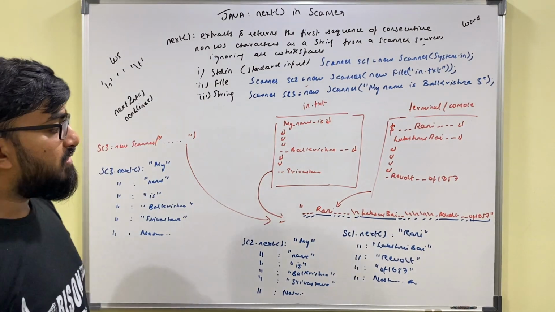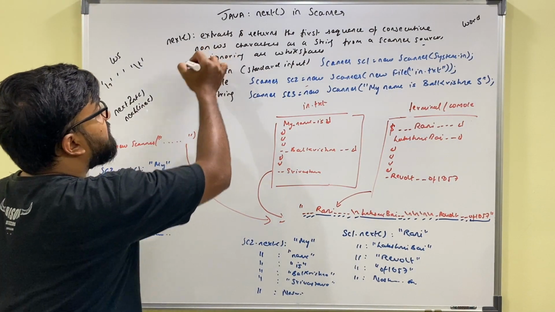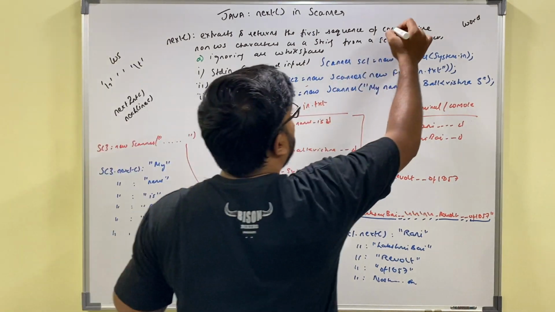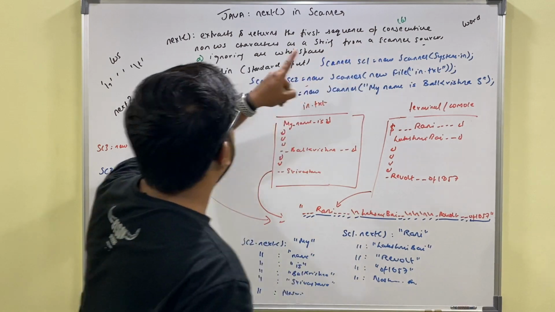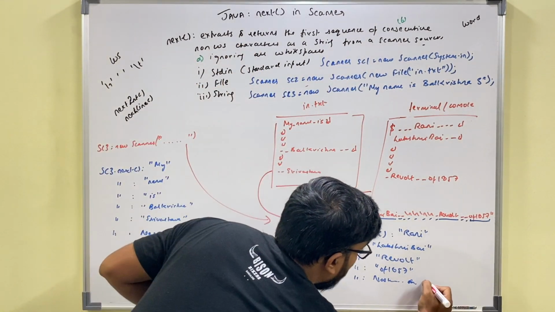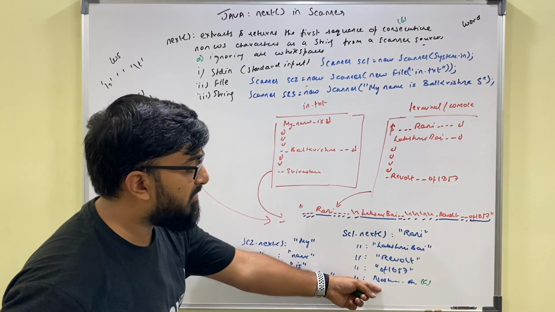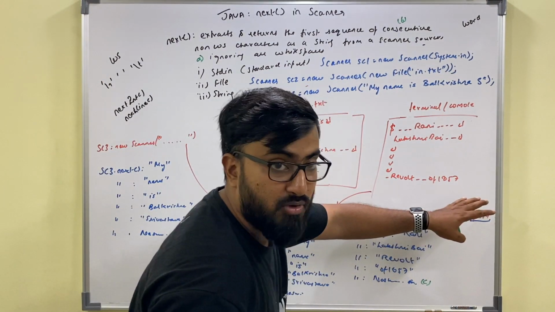Summarizing this, next basically ignores all white spaces till it finds a word to return as a string. A word is basically a sequence of consecutive non-white space characters. If there is no more input left, we get a no such element exception because you're trying to call next on input which is exhausted. We don't have any more input left.